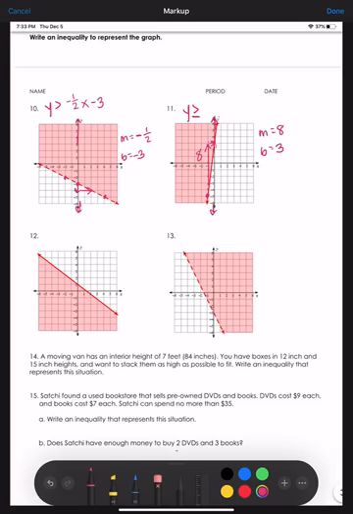So that's a slope of 8. Very steep line. So just plug these in. Y is greater than or equal to mx plus b. And that's it.